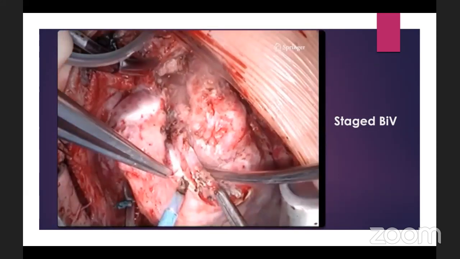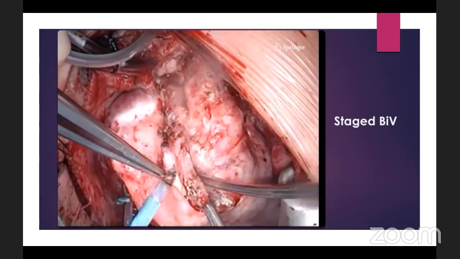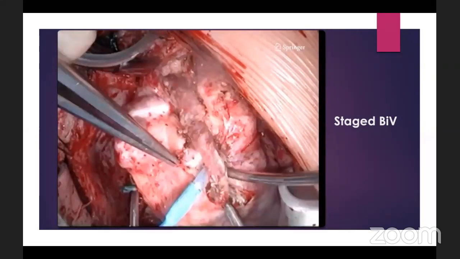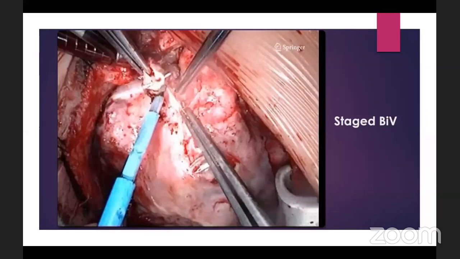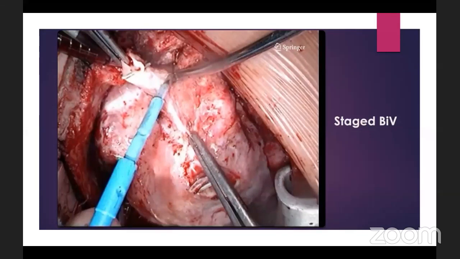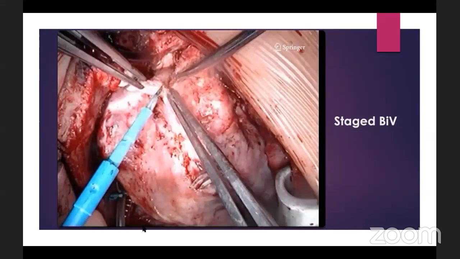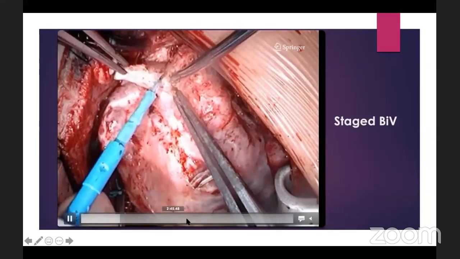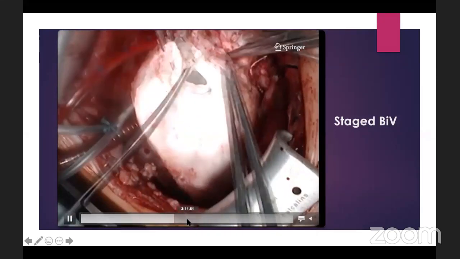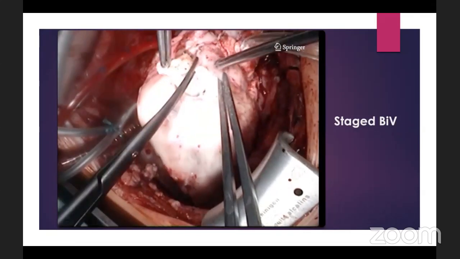And the first operation was similar to the Norwood Sano. This is the Sano shunt. It's excised. And I'm just going to show you quickly. Here, the PAs are dissected just to make it easier for the RV to PA conduit implantation. And then I'll show you. Now, this is the ventricular end of the Sano shunt being removed.